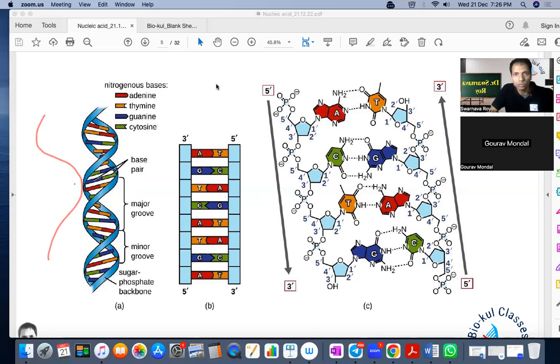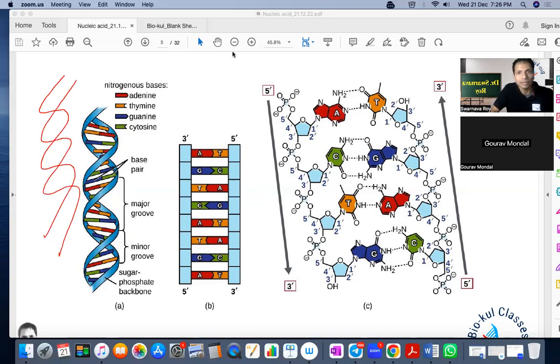To draw this better, this is how the helical structure looks. A parallel helical structure, and in between we have these hydrogen bonds holding the two strands together. These two strands are anti-parallel. That means this strand is 5' to 3'.